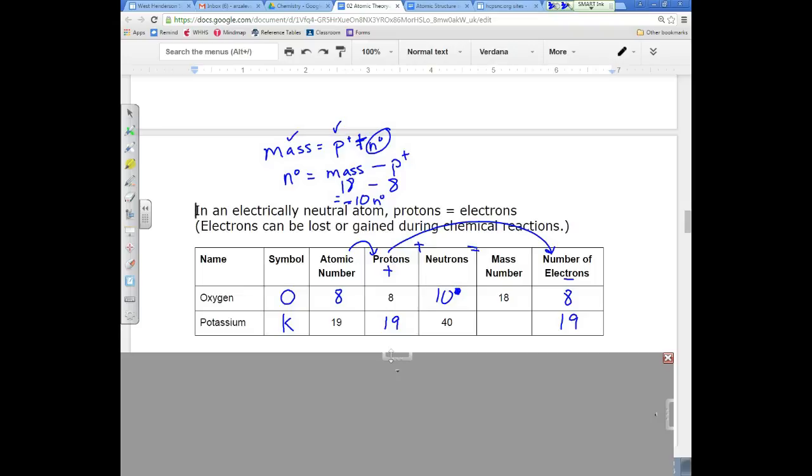Now I have to figure out the mass number. So mass is equal to protons plus neutrons. So 40 plus 19 is going to give me a mass of 59.